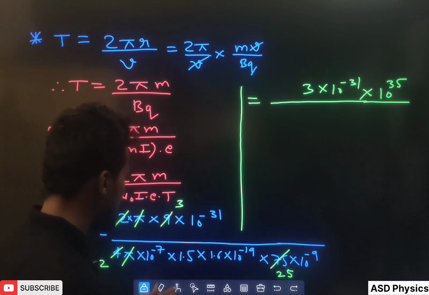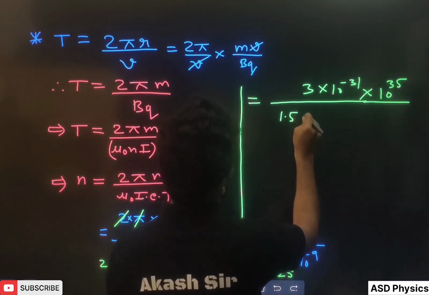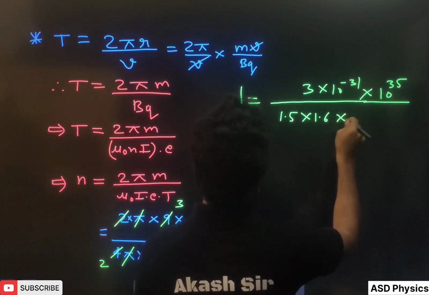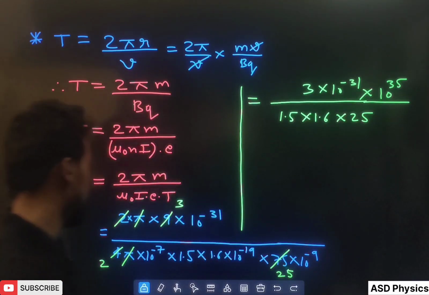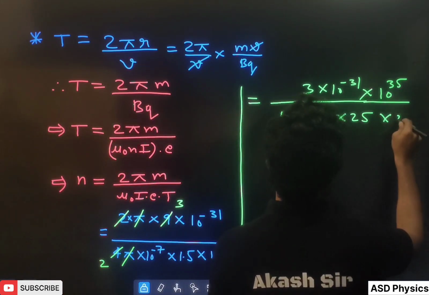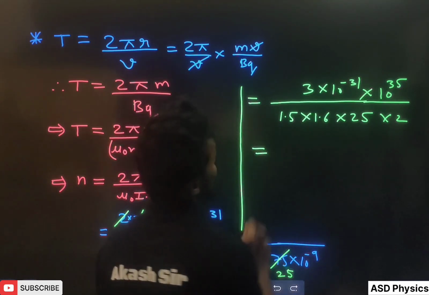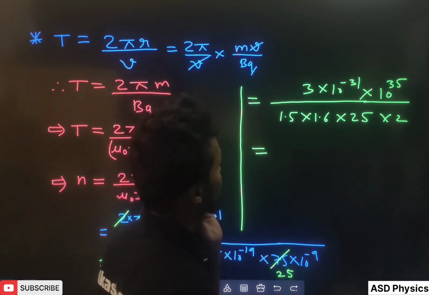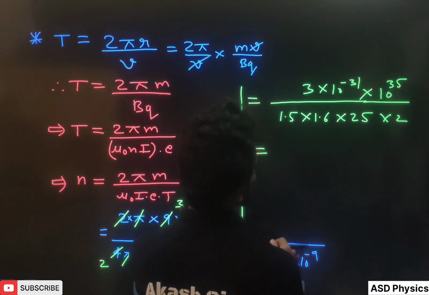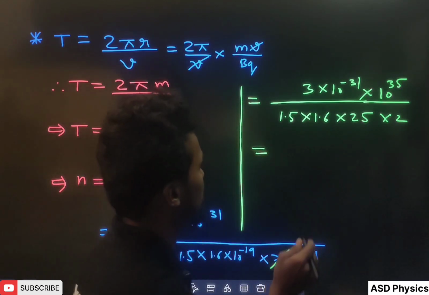After that, what are the things left? 1.5, 1.6 and 25. See here, 1.5 into 1.6 into 25. Now, kindly check very well. I think this 2 is also pending here. No? This 2 is there, I have written this. Now, after that, again we will simplify this. So, students, we have to just solve it here.